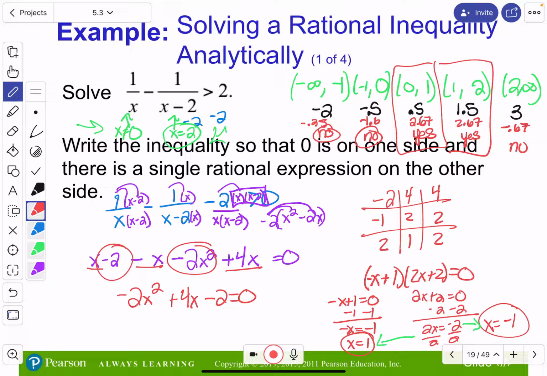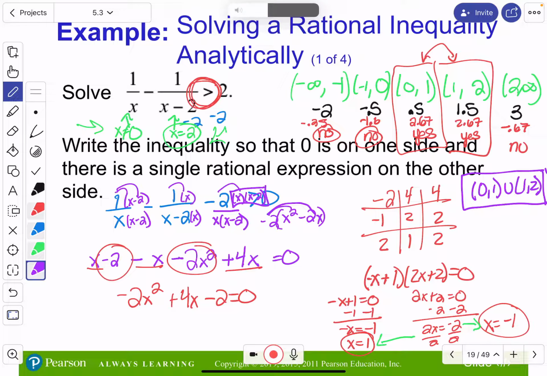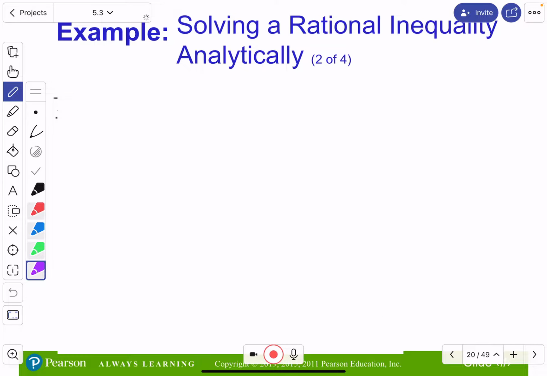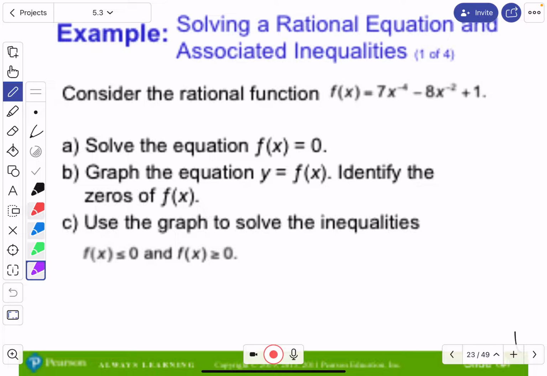So we need to check 1, because 1 is in both of those intervals. If I check 1, I get 2. This is not equal to, it's only greater than. So we would have to write those parentheses without a connection. So that is the interval where that equation is greater than 2. So we're solving them the same way as the equations. We just have intervals to test whenever we're dealing with inequalities. So that's exactly what we just did.